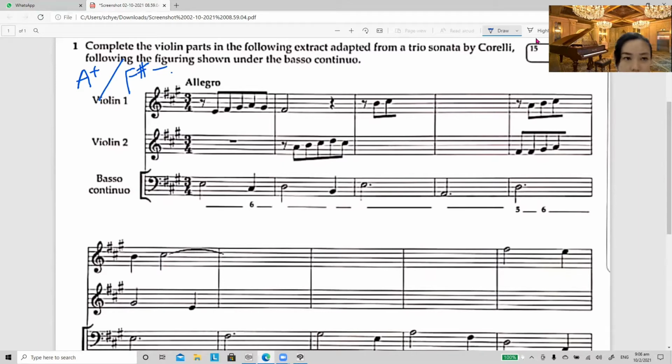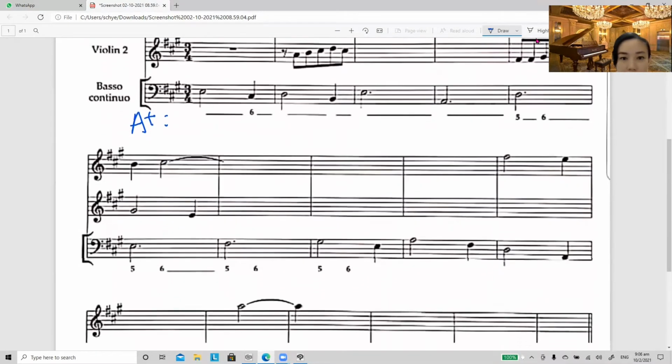Let's assume this is F sharp minor. You should be able to see the E sharp being raised, but the 7th note is not raised here. The E has no sharp. So apparently this is not F sharp minor. The answer will be A major. So if this is A major, let's look for the modulations.